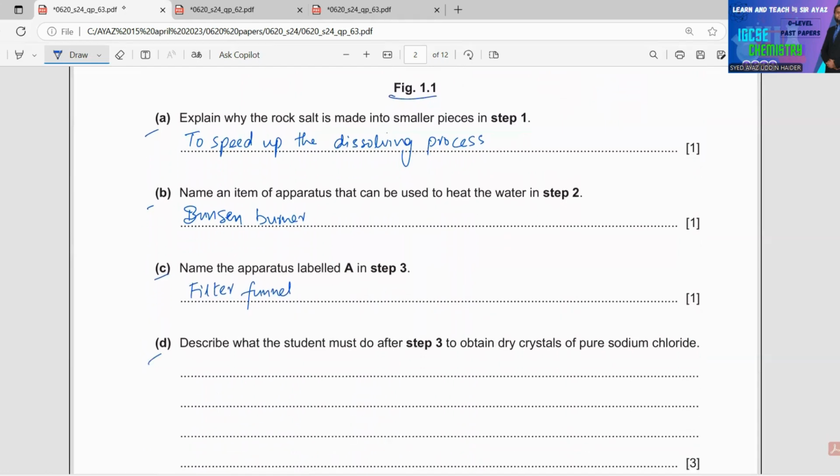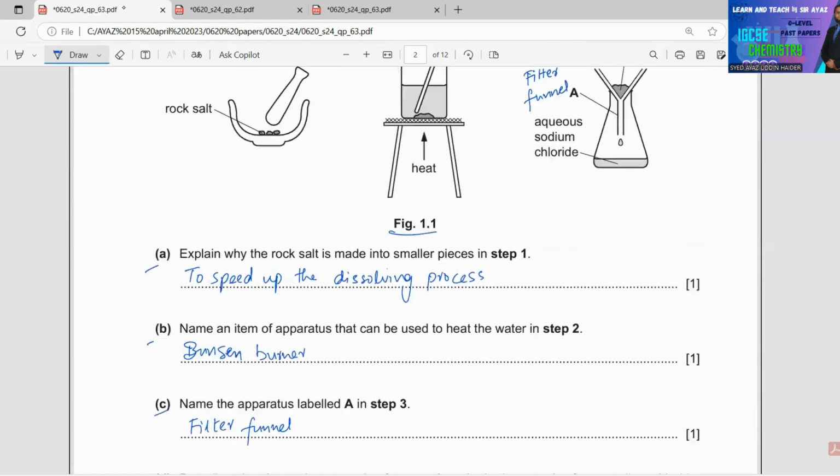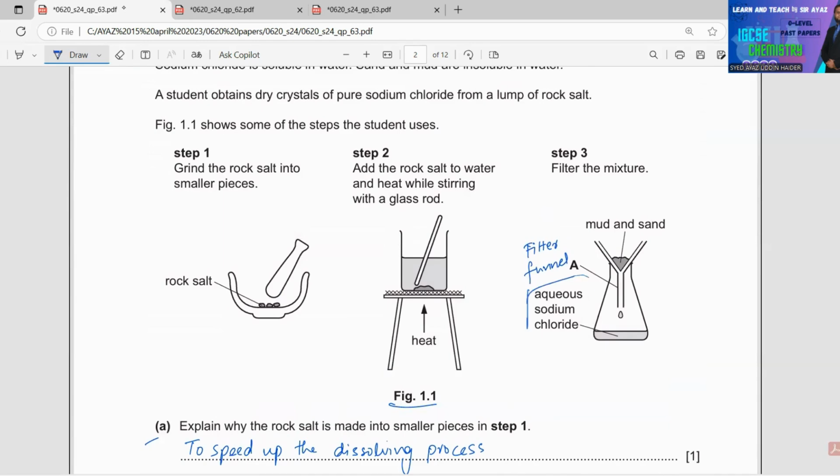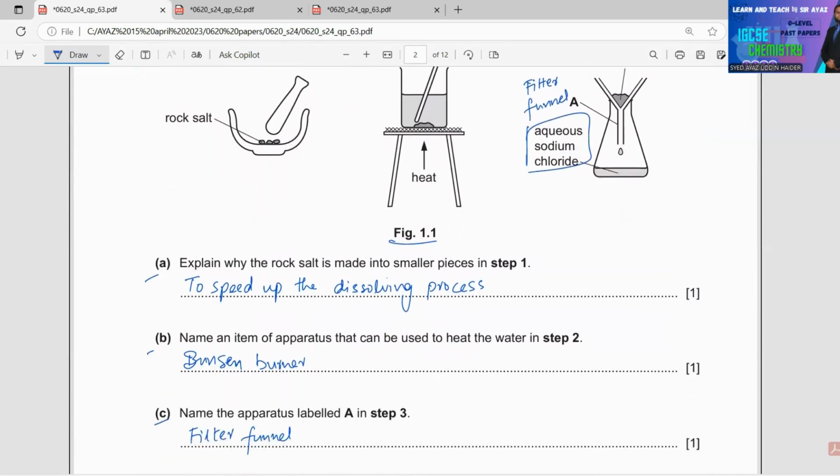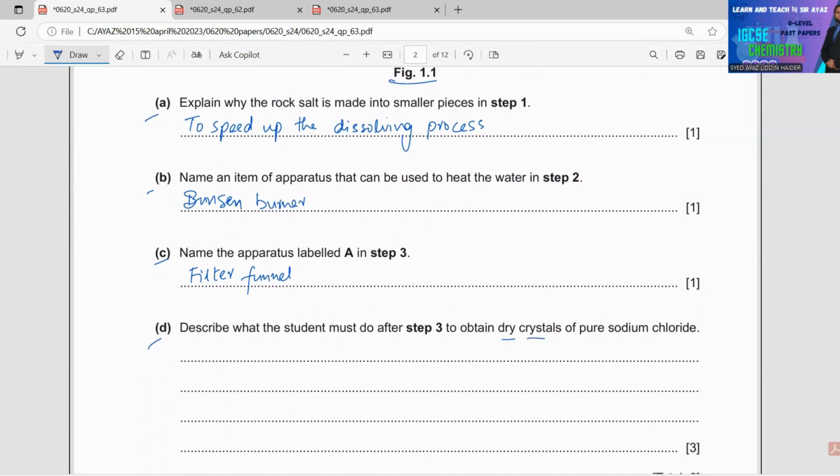Part D, describe what the student must do after step 3 to obtain dry crystals of pure sodium chloride. So in step 3, you have aqueous sodium chloride. We need dry crystals of pure sodium chloride. So definitely you need to heat the solution. So I will write heat the solution. First step must be heat the solution to the crystallization point, which means until it becomes crystals.